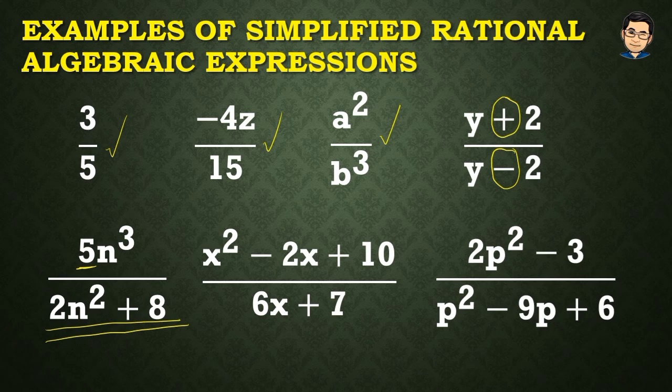Next, x squared minus 2x plus 10 all over 6x plus 7. Pag iisip po tayo ng factors ng 10 na makukuha yung negative 2, wala pong factor na ganon. And then 6x plus 7, ang greatest common monomial factor lang po nila is 1. Okay, kapag finactor po natin ng 1, ganun pa rin po, 6x plus 7. So this is already in simplified form. Next, 2p squared minus 3 all over 9p squared minus 9p plus 6. Ganun din po. Wala po tayong common factor dito. Hindi po kasi natin mapafactor yung numerator tsaka po yung denominator.